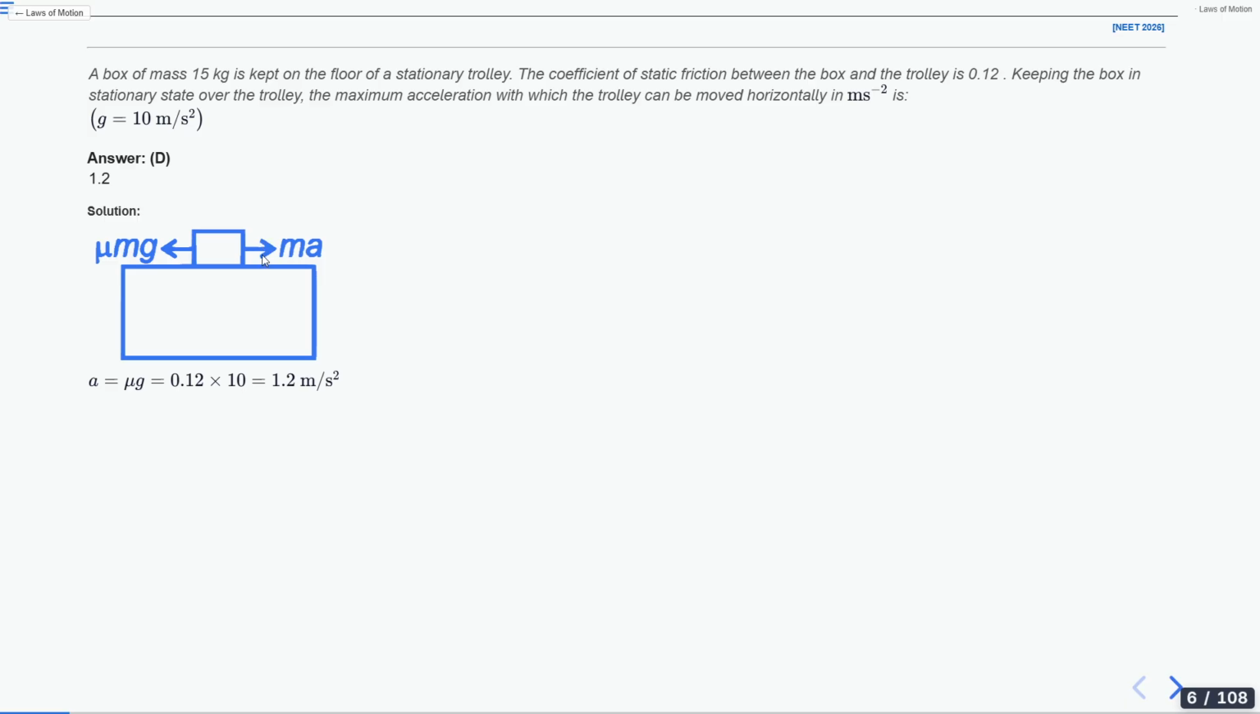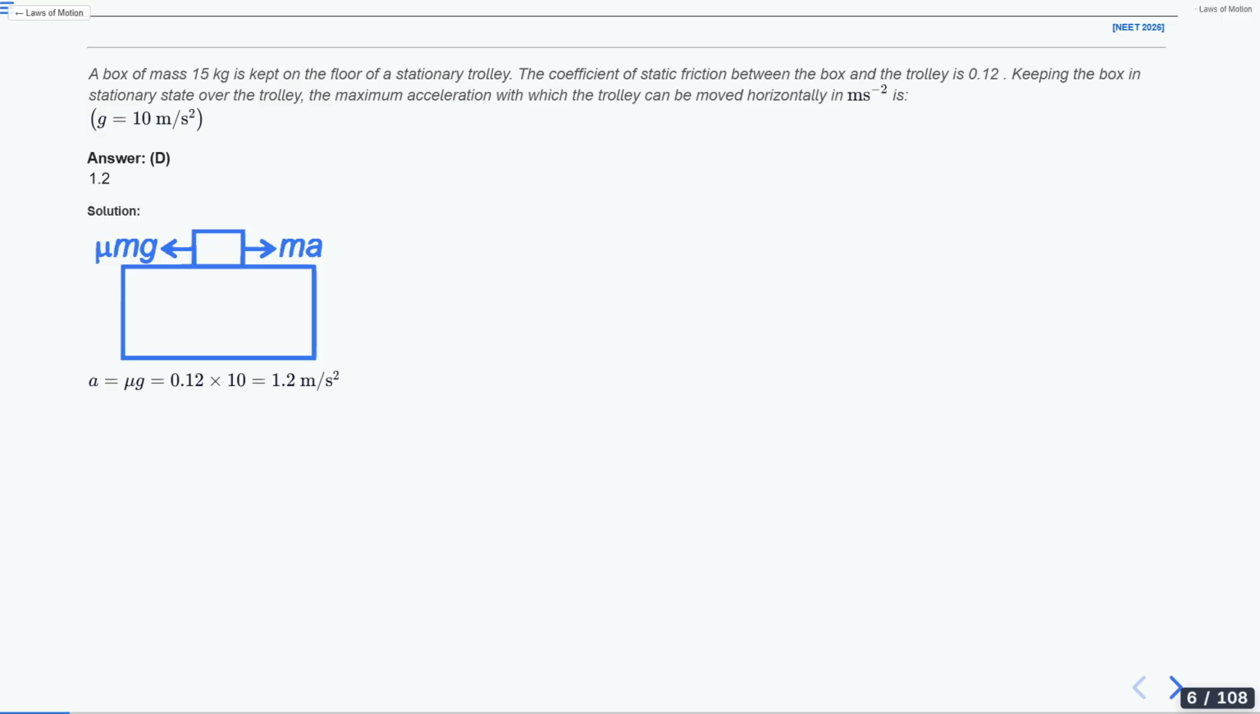One is mass times acceleration, because this is moving with the maximum acceleration with which the trolley can be moved. So let's say the trolley is moving with acceleration A, then the force on the upper block, this 15 kg block, is mass times acceleration. But there is another force, that is the frictional force. Frictional force will be equal to mu times normal reaction. So what is the normal reaction on this surface? It is mg, downwards is the normal reaction. So the frictional force will be mu times N, that's mu times mg, that's mu times mass times acceleration due to gravity.